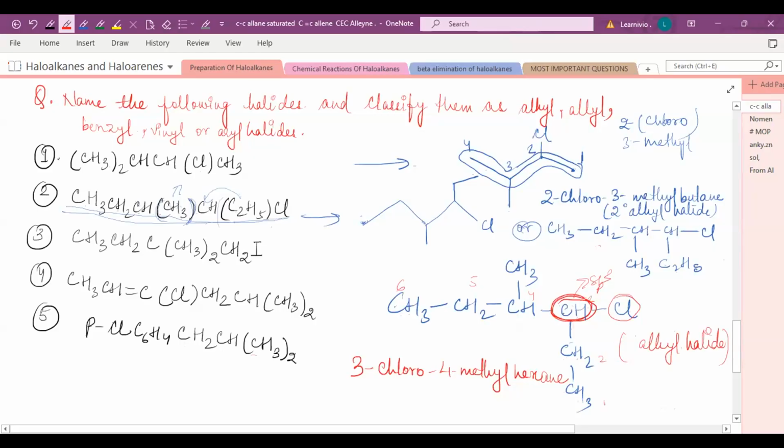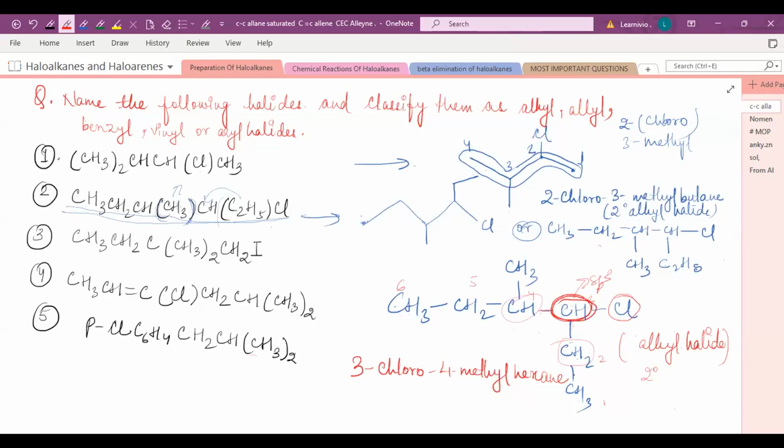Very simple. See this carbon. The chlorine is attached to this carbon, right? And this carbon is attached to how many groups? How many more groups are attached to this carbon? Two groups, right? This CH2 and this CH group. So this is your secondary alkyl halide. Is it clear now, Aneesha? Yes, ma'am.